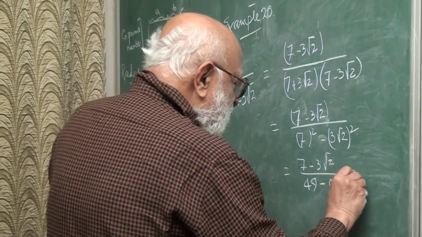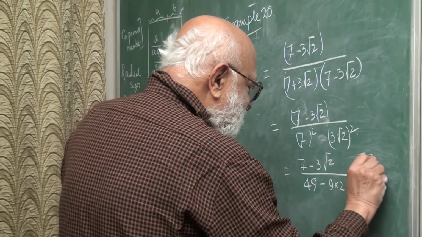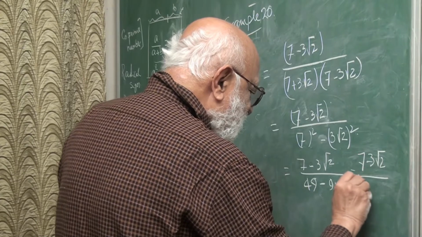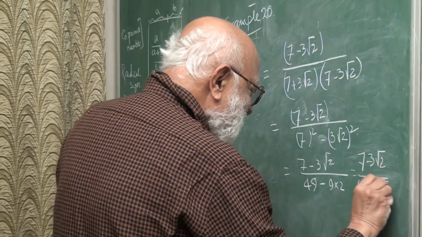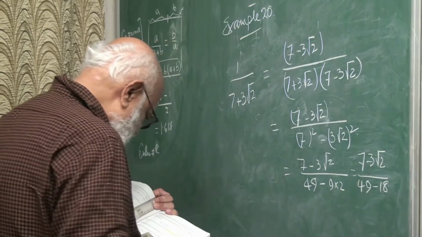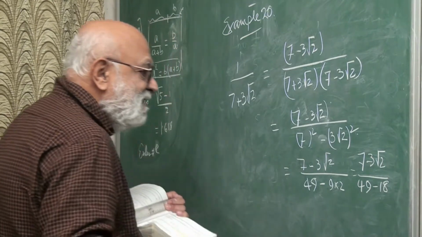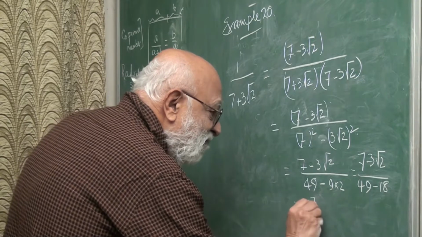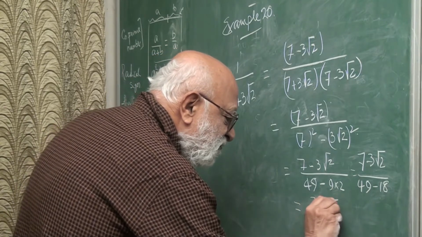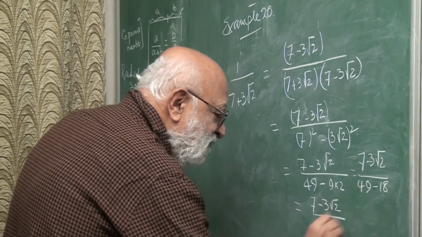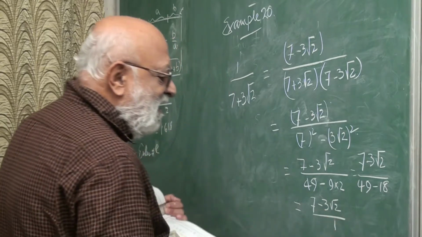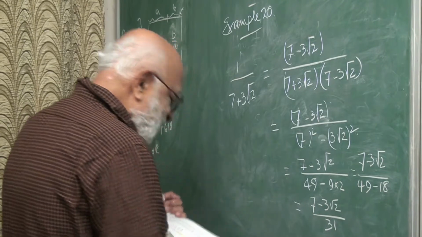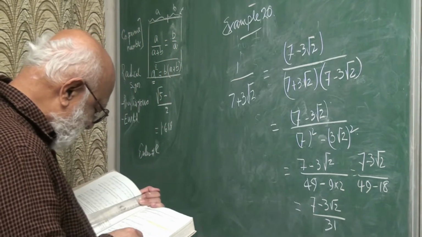So that will be 7 minus 3 root 2, and this would be 49 minus 18. Okay, so 49 minus 18. Let's complete it here itself. 7 minus 3 into root 2, and this one will be 1, and this one will be 31, right? Okay, now this is all these examples.